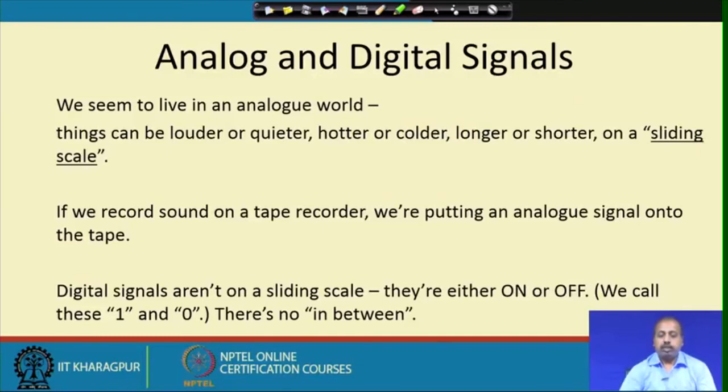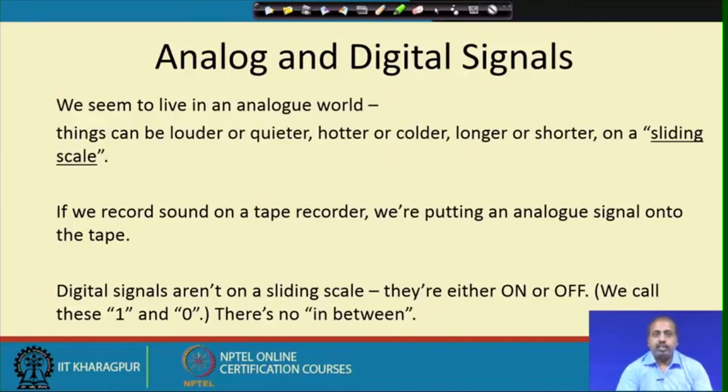If you look into analog and digital signals, it seems that we live in an analog world. We make statements like louder, quieter, hotter, colder, longer, shorter. This is a sliding scale. If I say make it louder, you turn the knob a bit, and maybe I am satisfied, so I say okay, or I say no, reduce it a bit, make it quieter. That is an analog signal.